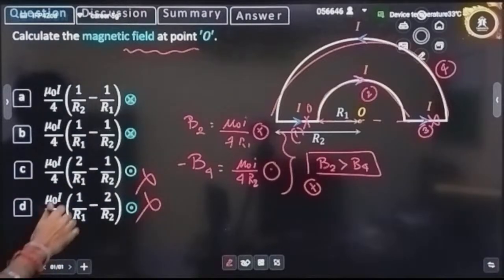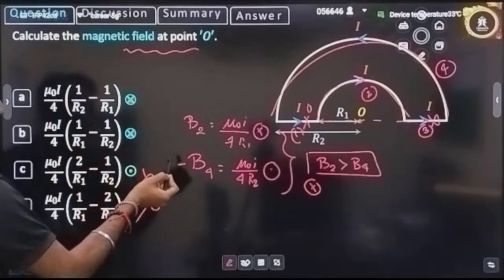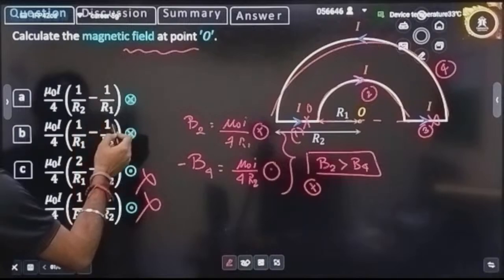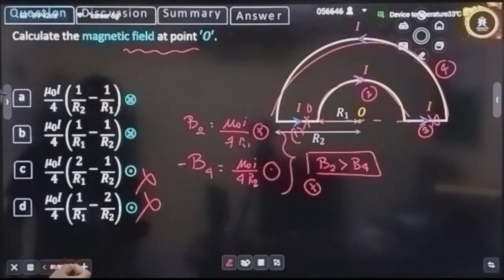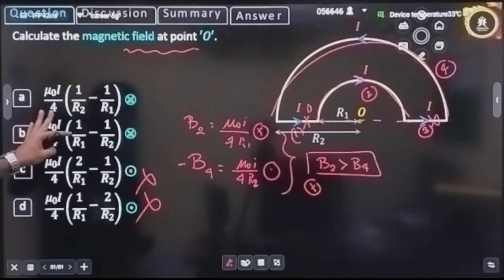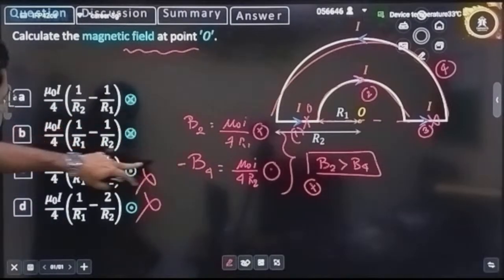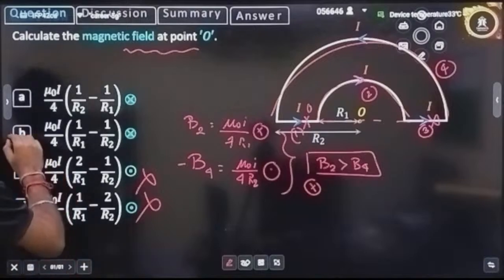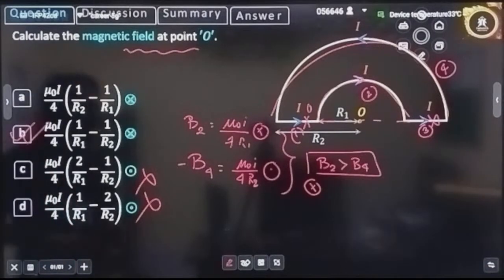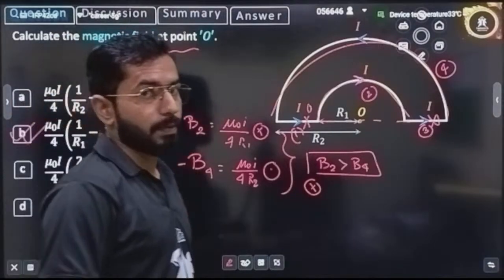It is very clear to you. So how will we write it? Mu naught I divided by 4 will be taken as common, 1 by R1 minus 1 by R2. Both options are given the same or what? Okay, different. So this is inside, B2, and we'll be doing B2 minus B4. I can say option B is actually coming correct.